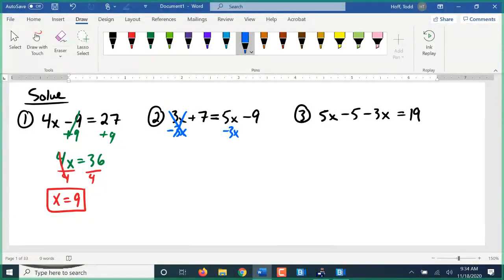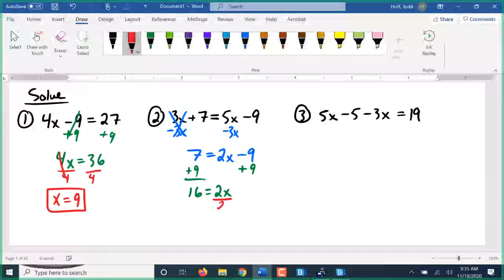I can only add or subtract things that have the same name, so I have to subtract it from the 5x. So on the left, all I have left is the 7. 5x minus 3x is 2x, and I have the minus 9 there yet. Now I'm ready to solve. I'll add 9 to both sides, giving me 16 equals 2x. And then x is multiplied by 2, so I'm going to divide by 2, get 8 equals x.